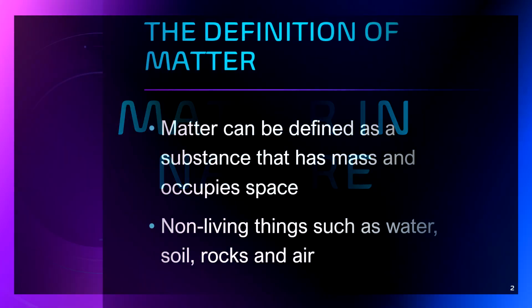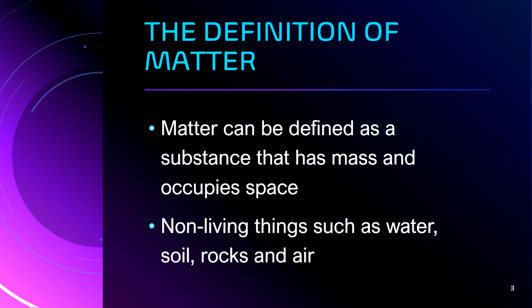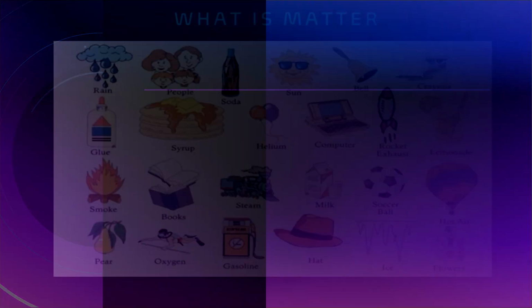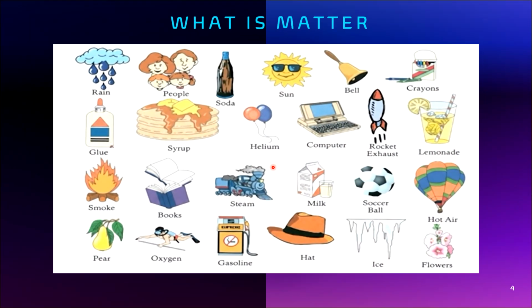The definition of matter is that matter can be defined as a substance that has mass and occupies space, and includes non-living things such as water, soil, rocks, and air. So this is an example of matter that we actually have around us. Some rain, people, soda, and many more.